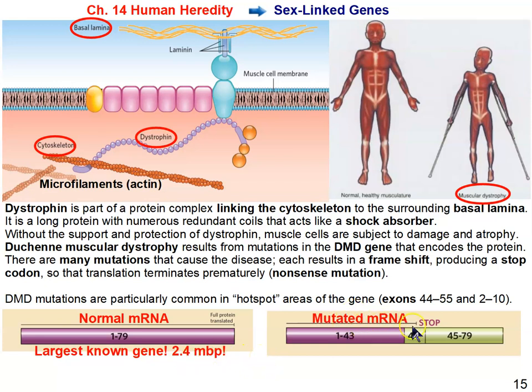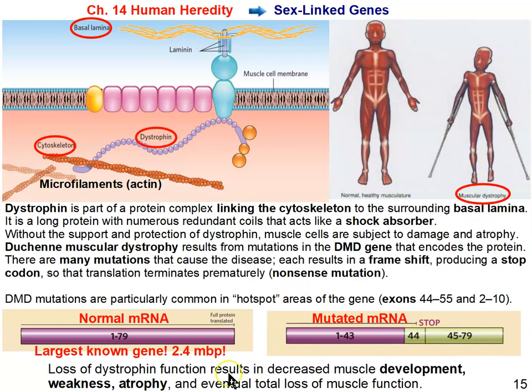So here we're looking at a mutated messenger RNA, and as you can see, we hit a stop codon here in exon 44, and that causes that exon to not be finished, and all the exons following to not even be partially made. So this protein is completely incomplete. You can just picture it being cut off right here, and therefore it's not even making a connection to the rest of the complex that connects it to the extracellular matrix. So it's completely non-functional. So loss of dystrophin function results in decreased muscle development and weakness and atrophy, as I already pointed out.